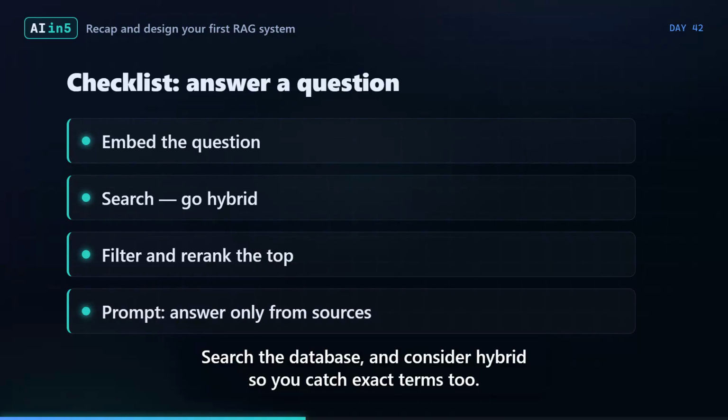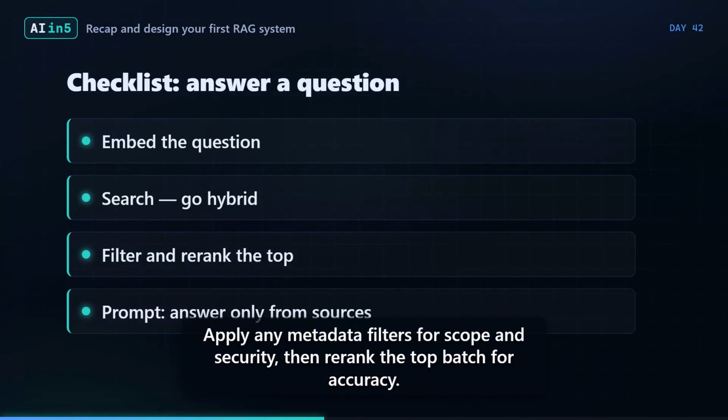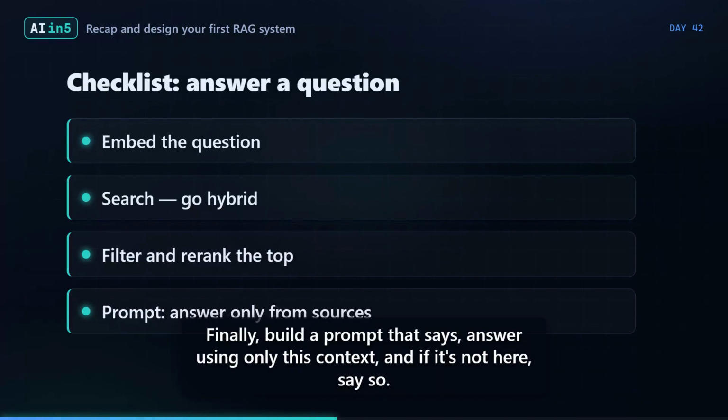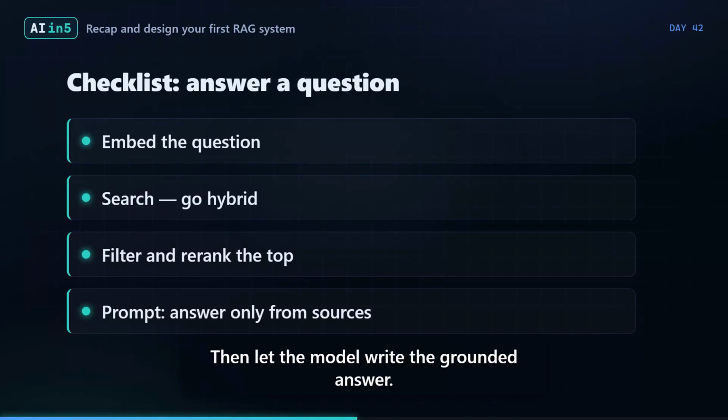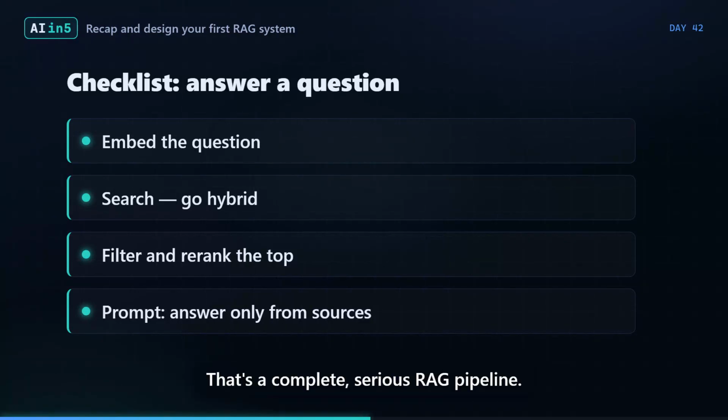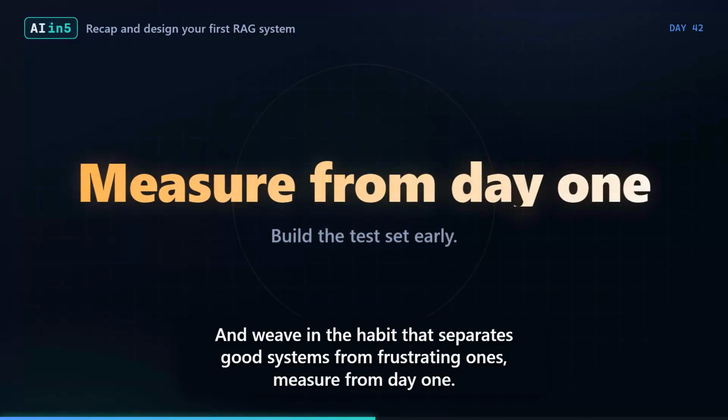Step 2, the live query path. Embed the user's question with the same model. Search the database, and consider hybrid so you catch exact terms too. Apply any metadata filters for scope and security, then re-rank the top batch for accuracy. Finally, build a prompt that says, answer using only this context, and if it's not here, say so. Then let the model write the grounded answer. That's a complete, serious RAG pipeline.